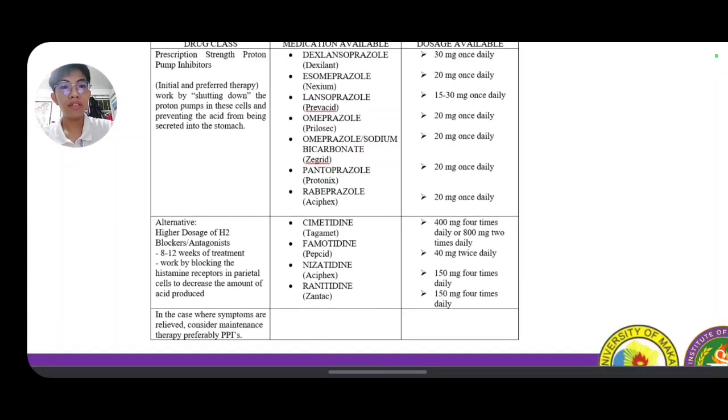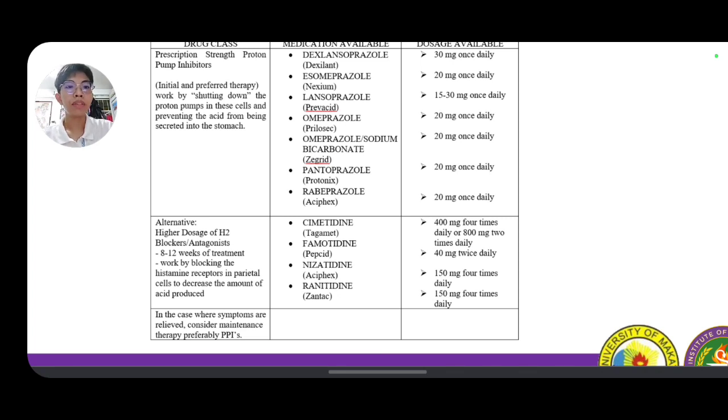For the alternative, we can still use H2 blockers or antagonists, but knowing that the patient has already developed a tolerance to the drug class, in order to make it work, we need to increase the dosage to have a therapeutic effect for the patient. So the higher dosage of H2 blockers would be an 8 to 12 weeks of treatment, and it works by blocking the histamine receptors in parietal cells to decrease the amount of acid produced in our stomach.